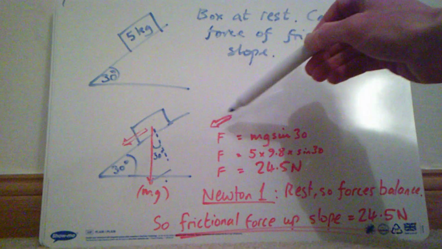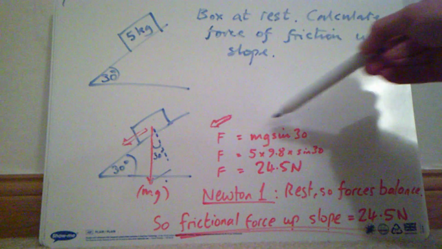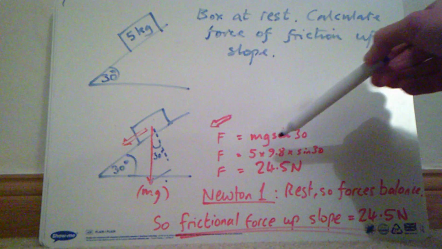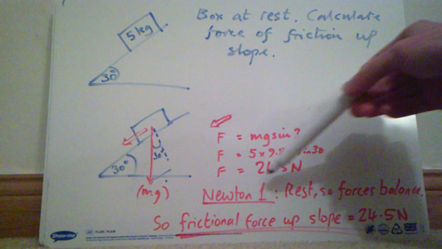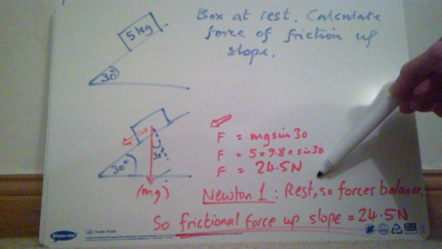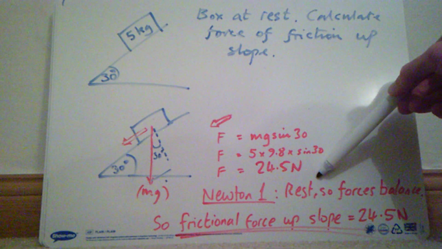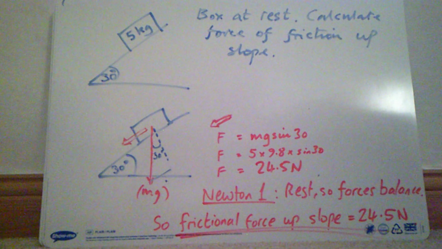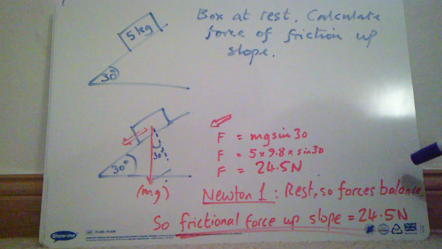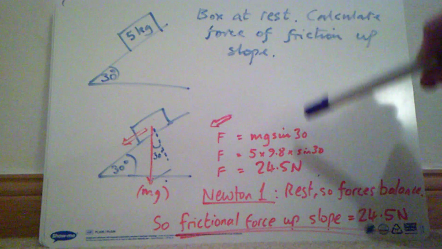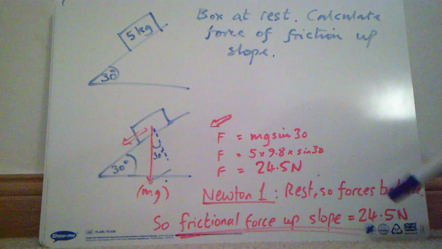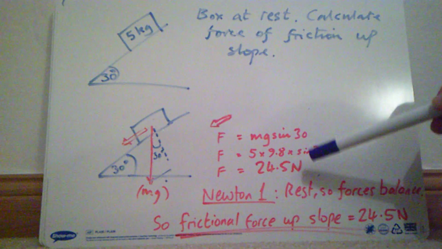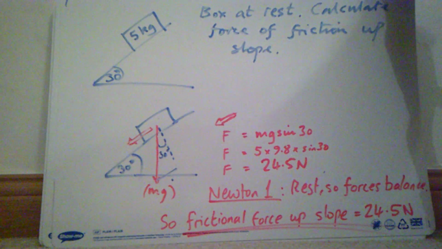However you want to do it, force acting down the slope is mg sine 30, 5 times 9.8 times sine 30, which is 24.5. Newton's first law deals with things which are at rest and moving at a steady speed, but in this case it's at rest. So like I said before, we know that forces are balanced, so the friction force up the way must equal to whatever proportion of this is acting down the way, and we found that, so the friction force acting up the way is going to be 24.5 newtons.